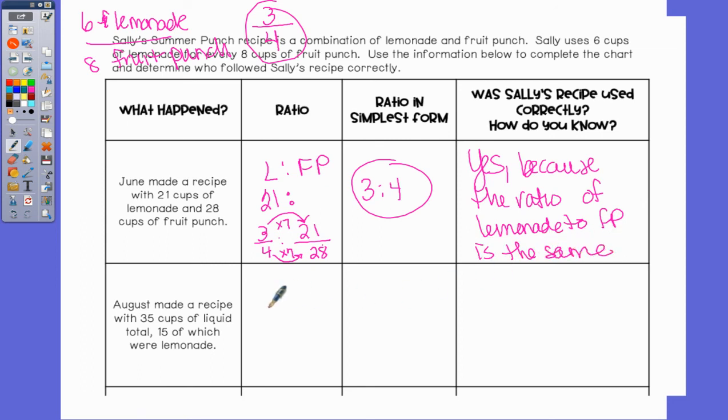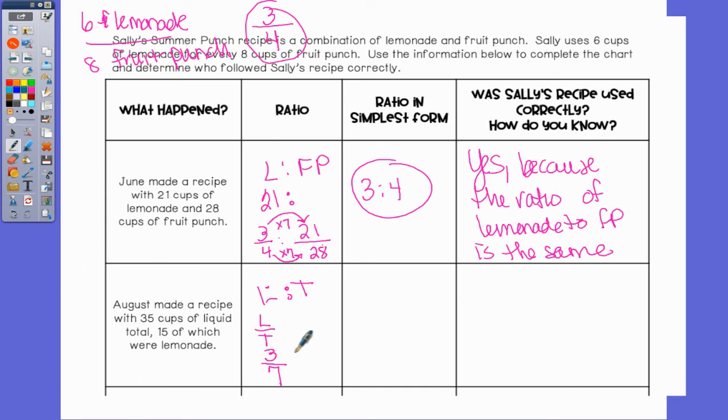Okay, how about I'm going to do August. So he did 35 cups of total liquid. So I have total to 15 lemonade. So we have lemonade to total. So lemonade to total this way looks like this. So my total here is 3 to 4. So I have a total of 7 in the original recipe, and lemonade should be 3, right? Because 3 plus 4 is 7. That gives me my total.